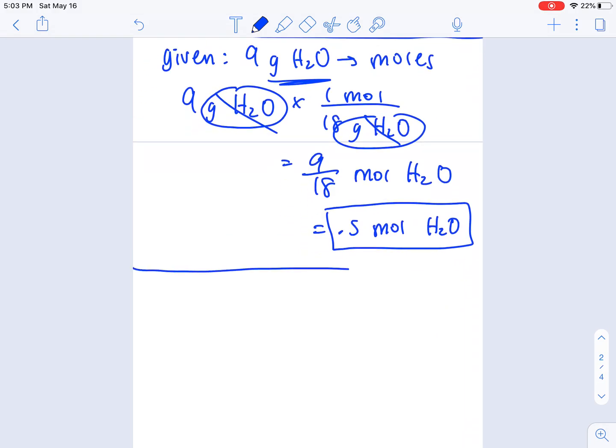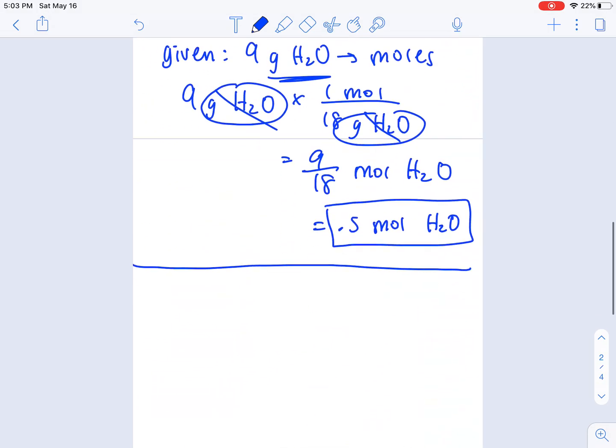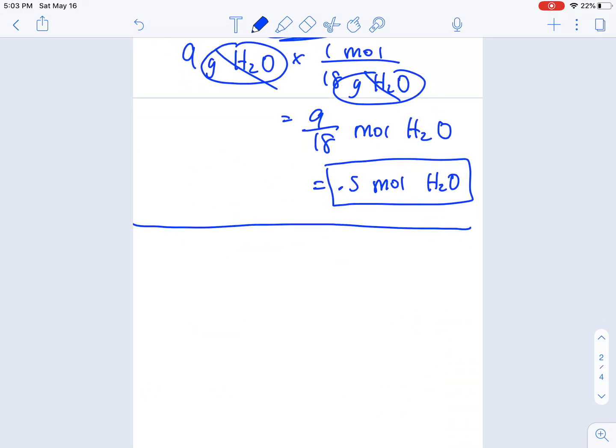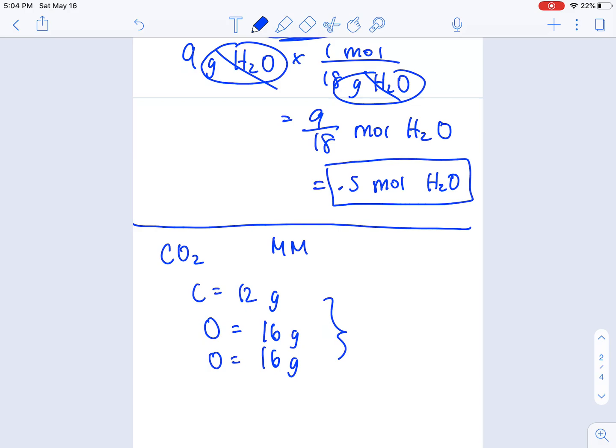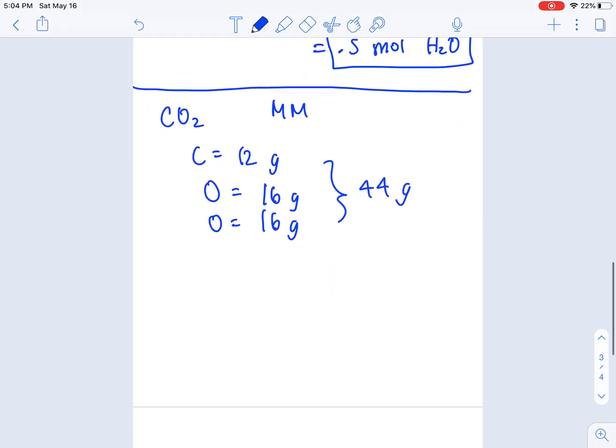Okay, let's go with a different compound. Let's go for CO2. So let's find the molar mass of CO2 first. CO2 is consisted of carbon and 2 oxygens. So carbon is 12 grams. Oxygen, the 2 oxygens, 16 grams each. From the periodic table, this is all equal to 44 grams. So we know that 1 mole of CO2 is equal to 44 grams. This is the molar mass.